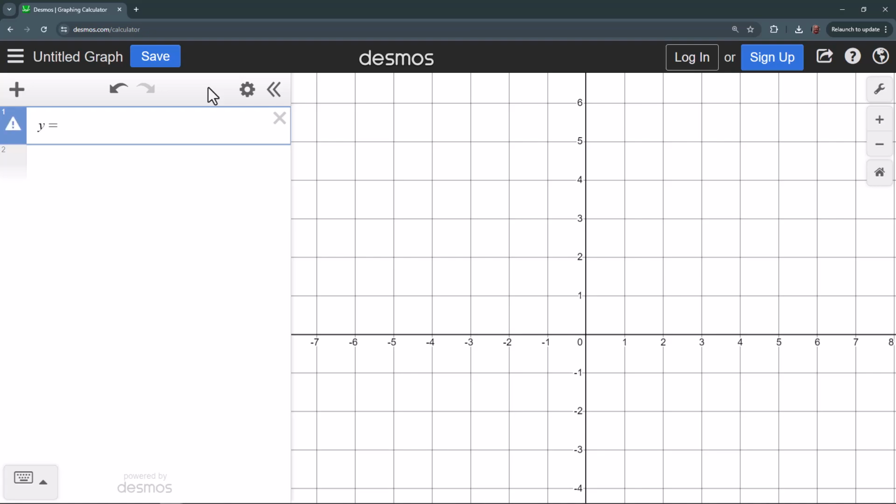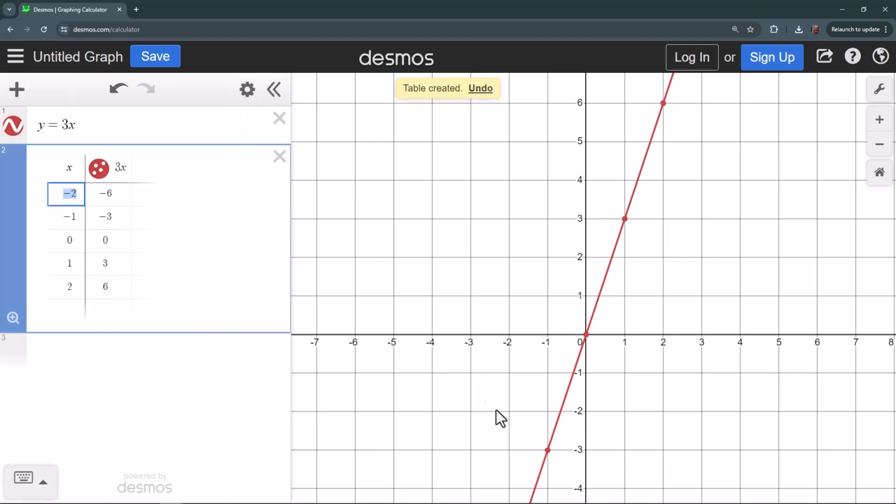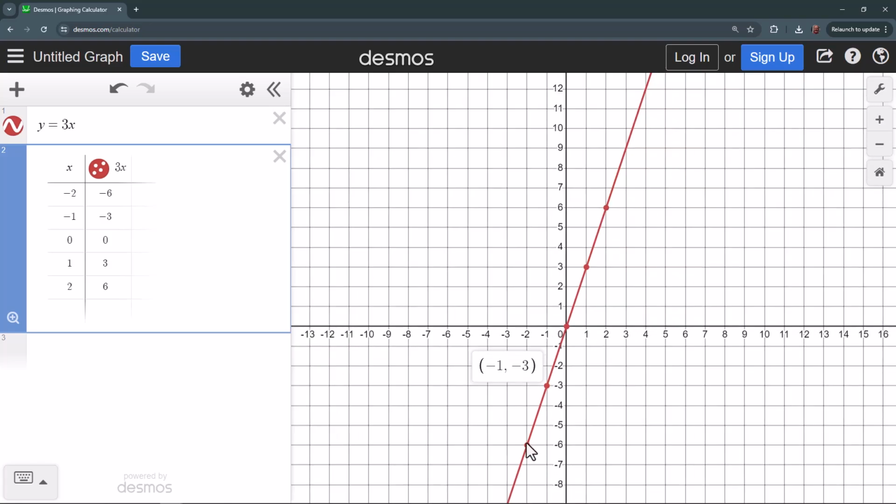We input the equation y equals 3x. We create the table. We have -1, -3. Let's zoom out and look at the other points. -2, -6, 0, 0, 1, 3, and 2, 6.